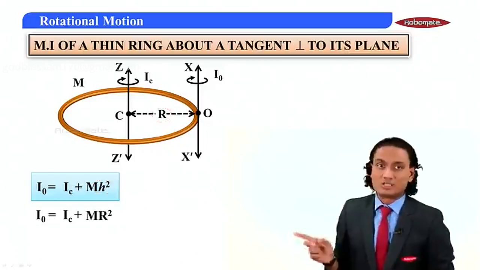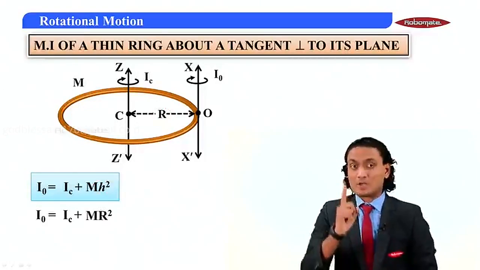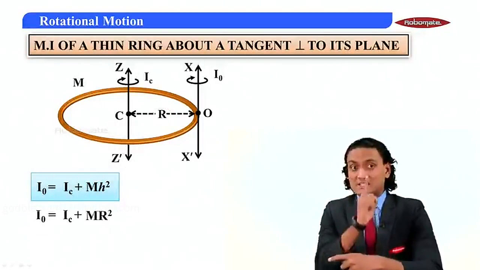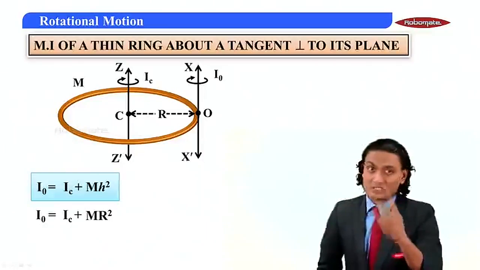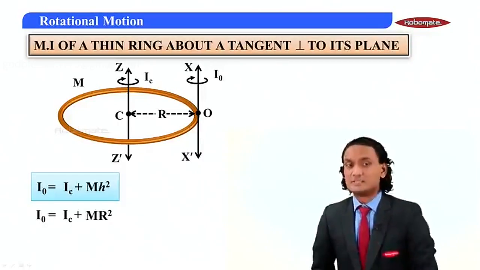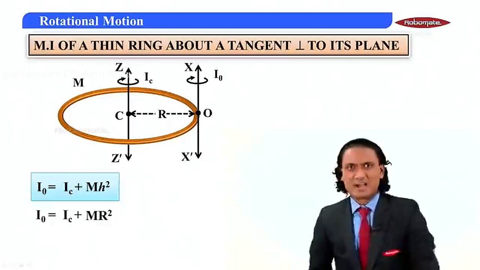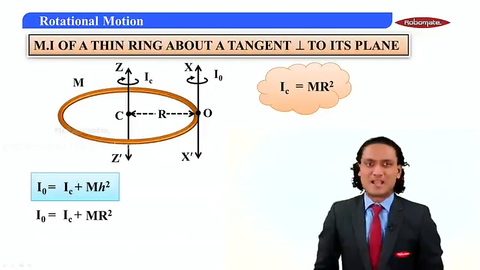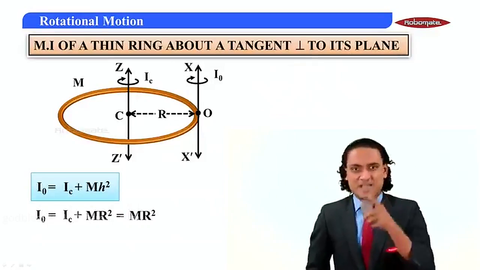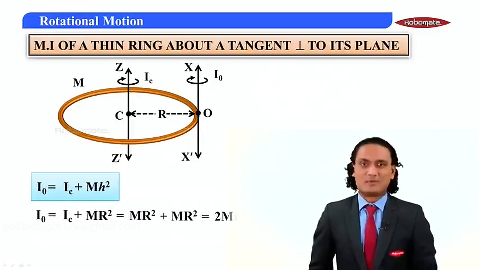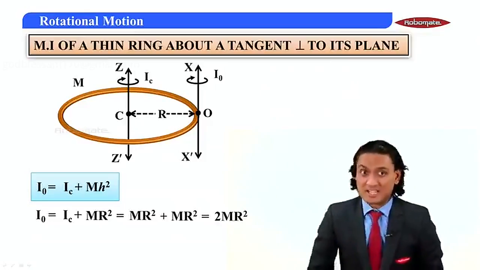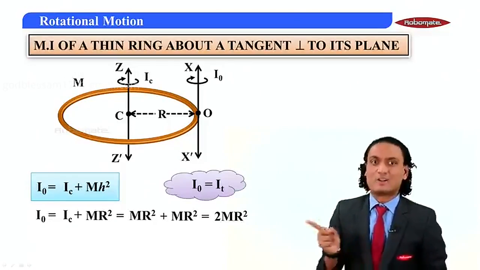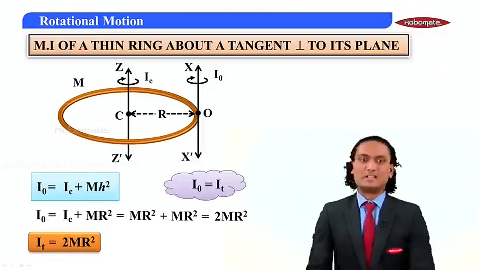Now hold on, what is IC? IC is the moment of inertia of a ring about an axis passing through its center and perpendicular to the plane. This we have discussed in the last module. IC is MR square. So I naught will be IC, which is MR square, plus MR square, which is nothing but 2MR square. Now students, x dash is a tangent. So again we can say I naught is equal to IT. So IT is 2MR square.